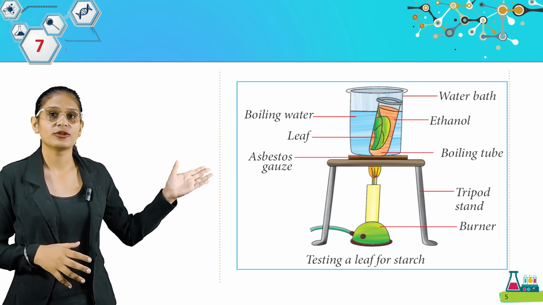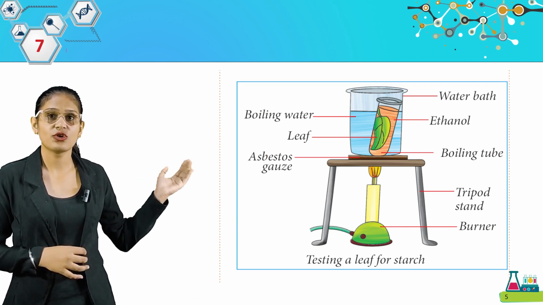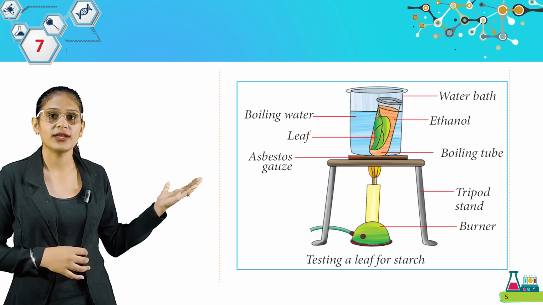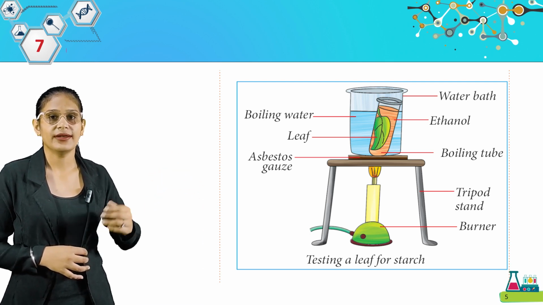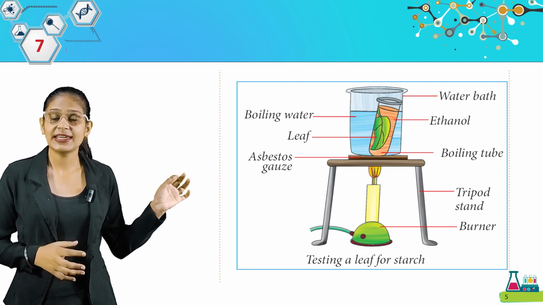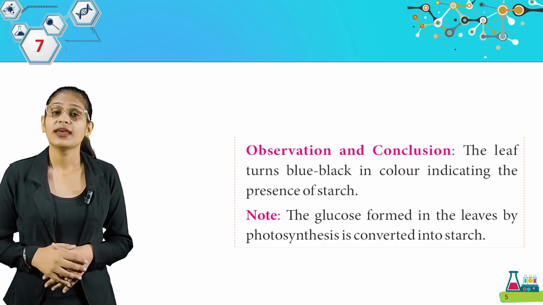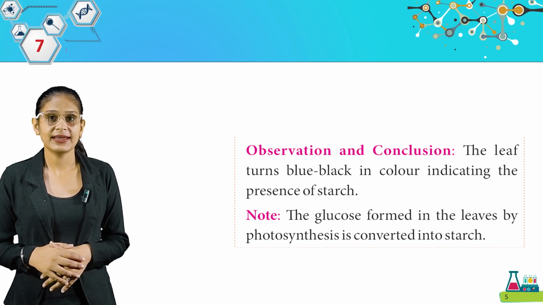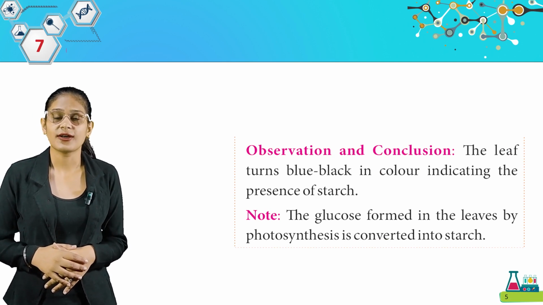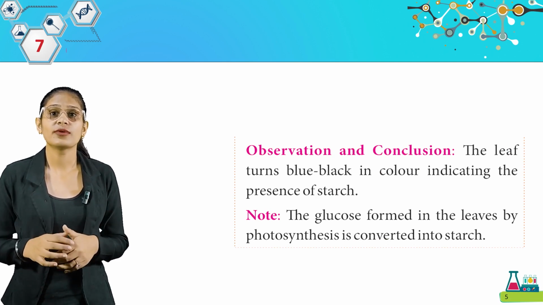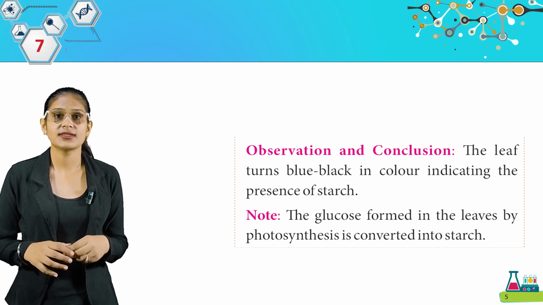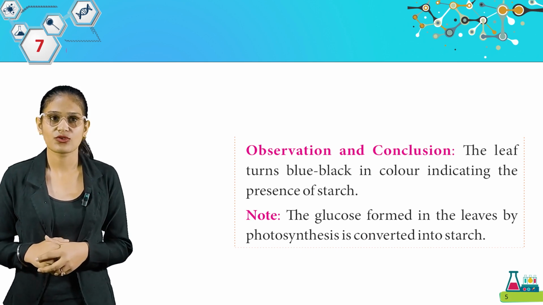Look here: boiling water, leaf, asbestos gauze, water bath, ethanol, boiling tube, tripod stand, burner. And this is the testing of a leaf for starch. Now we have observation and conclusion. The leaf turns blue-black in color, indicating the presence of starch. Note: the glucose formed in the leaves by photosynthesis is converted into starch.